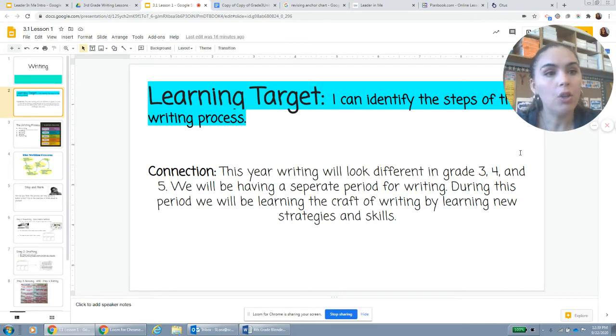Last year, you had reading and writing together, but this year you have a separate period for writing. During this period, we will be learning the craft of writing by learning new strategies and skills.